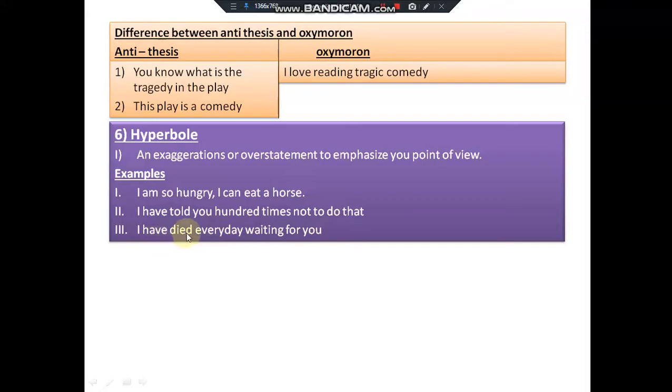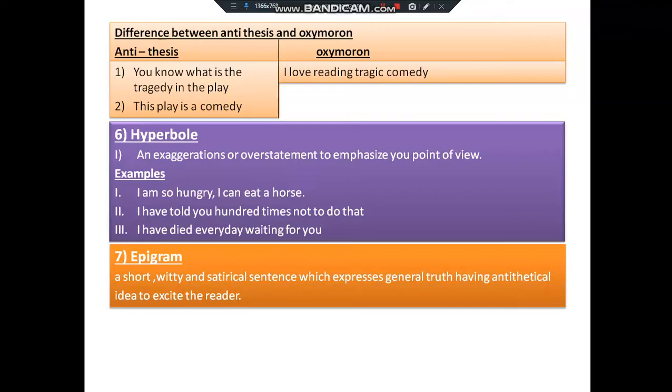If I say, I have died every day waiting for you, can you die each and every moment, every day, just for waiting for someone? Obviously you can say it is a poetic kind of expression, an overstatement, an exaggeration. It is not possible for anyone to die each and every moment waiting for someone. This is another example of hyperbole. So hyperbole is an overstatement or exaggeration of the fact.